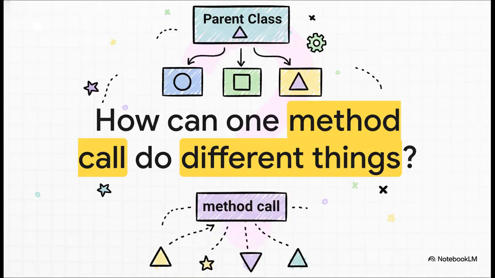So, let's start with a puzzle. How is it even possible that you can write one line of code, like the exact same method call, and have it do completely different things depending on the situation? That's really the big question we're going to unpack today.